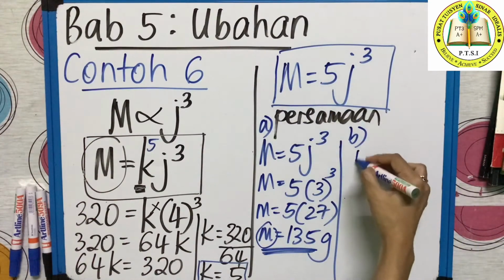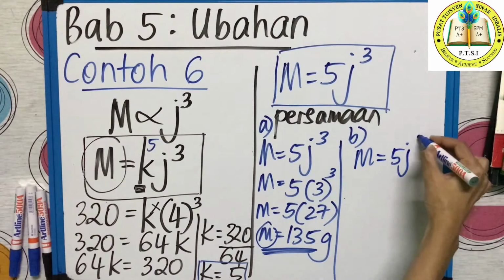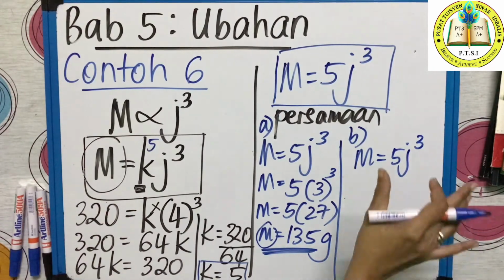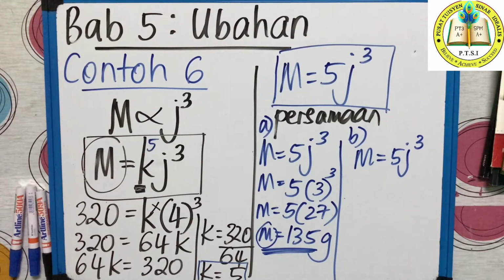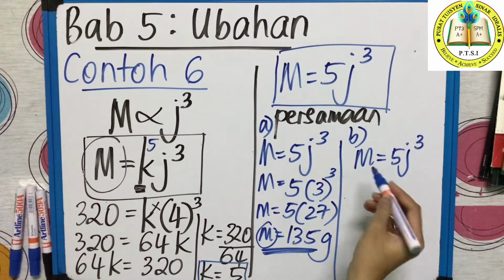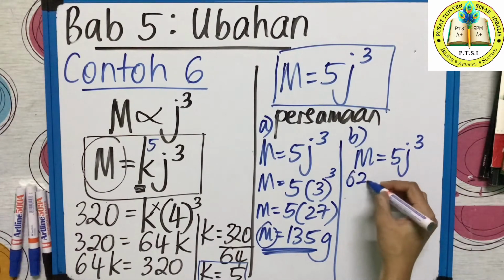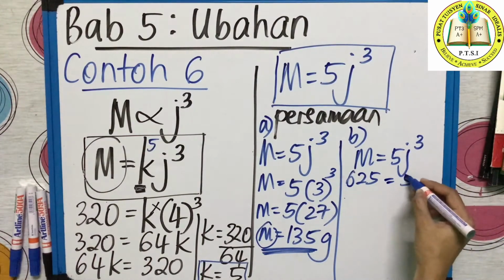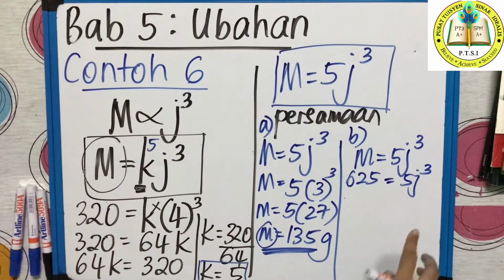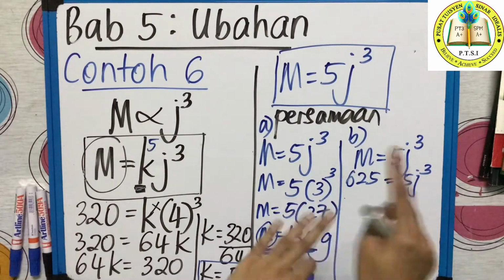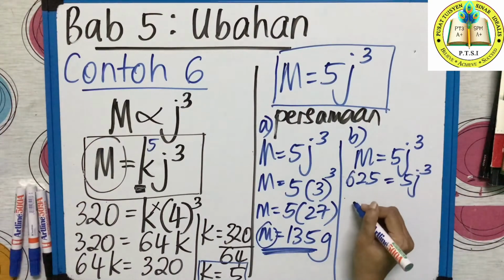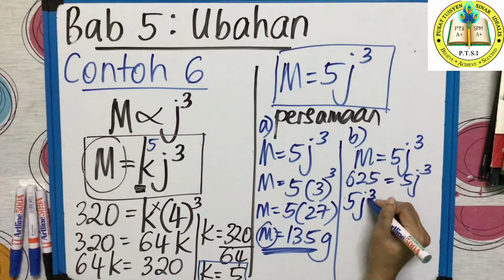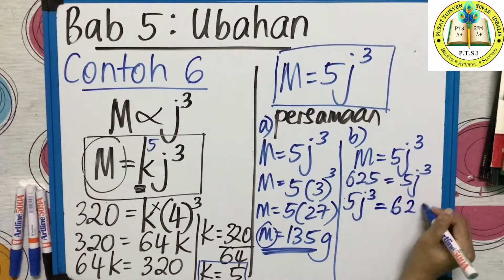Persamaan masih sama. M equal 5J kuasa 3 is the same. The equation is the same. Tapi baca soalan B. Hitung jejari. Now they ask you to find jejari apabila jisimnya 625. Now they say the jisim is 625. Mereka suruh kamu cari jejari. So equal 5J kuasa 3. So bagaimana nak cari jejari? Teacher will teach you, right? The swap. So 5 jejari kuasa 3 sama dengan 625.